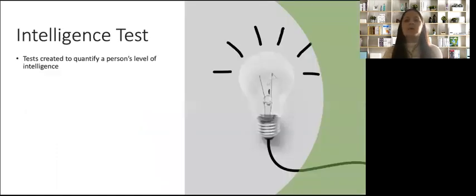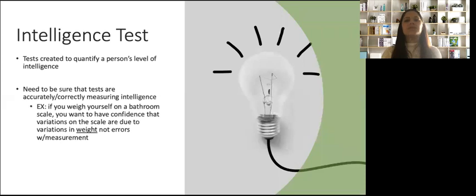Intelligence tests were created to quantify a person's level of intelligence. In order to do this, we have to be sure that tests are accurately measuring the thing they're supposed to measure, which in this case is intelligence. Just a real world example of how measuring can go wrong: if you were to step on your bathroom scale, you want to know beyond a shadow of a doubt that the scale is actually measuring changes in weight, not some other outside factor, right?